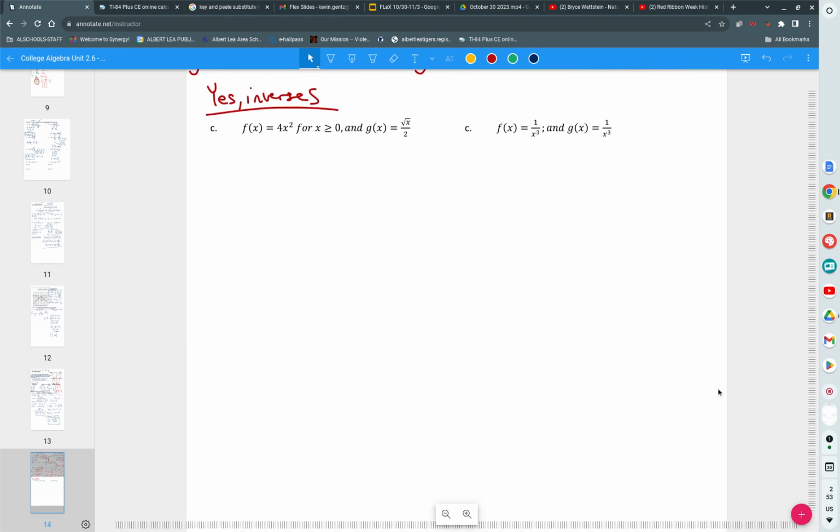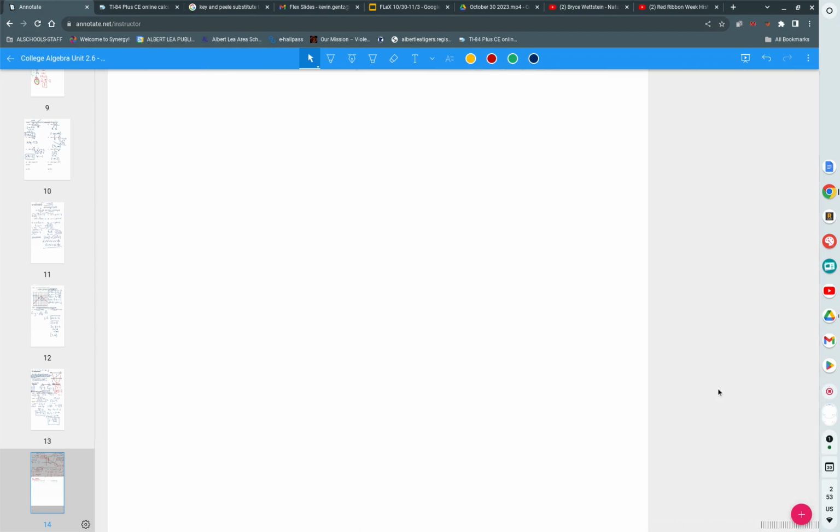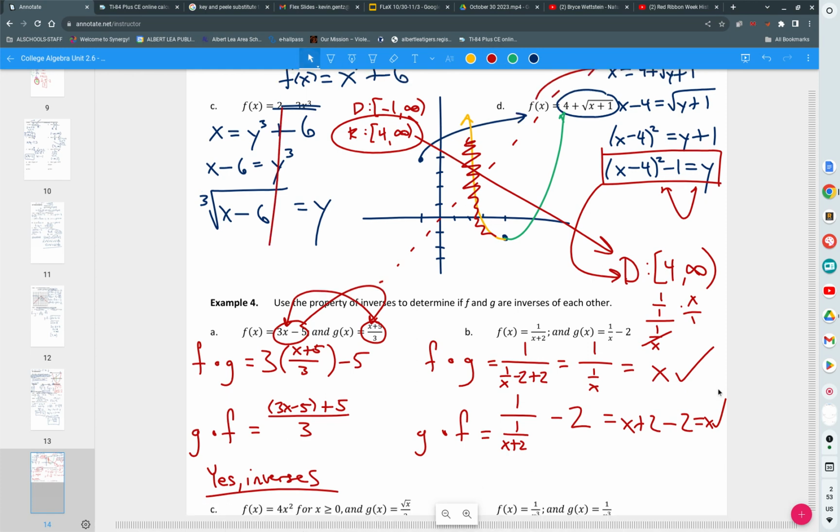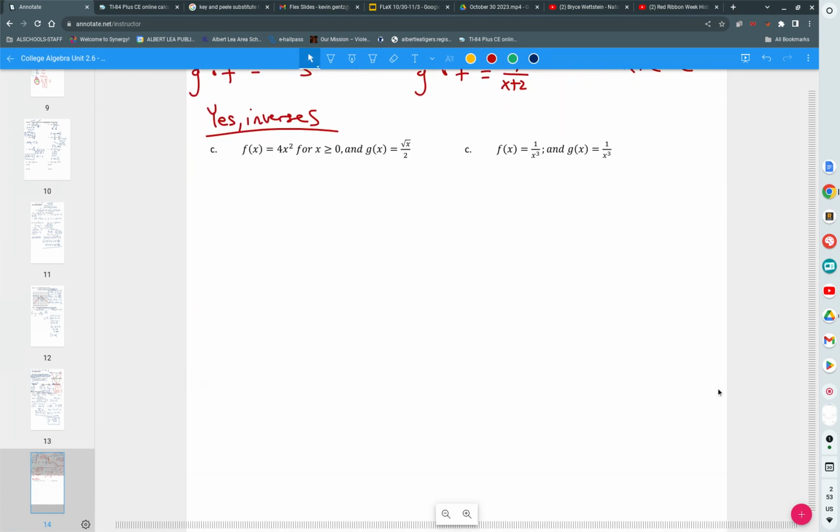Letter C, talk to the person next to you. It says f of x equal to 4x squared for x greater than or equal to 0, and g of x is equal to root of x over 2. Partners share for 30 seconds. Why do you think it says x must be greater than or equal to 0? Talk to your friend.